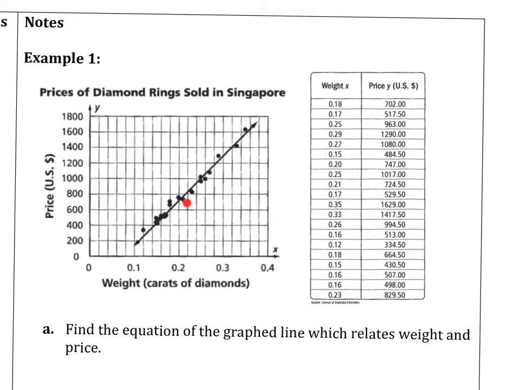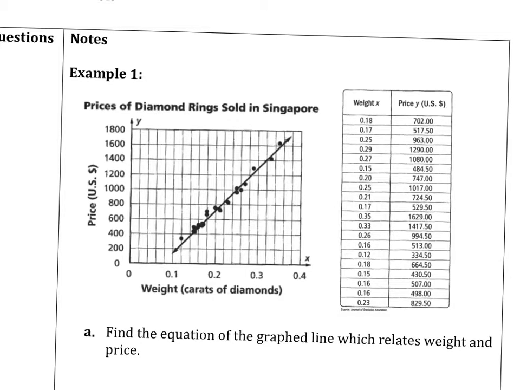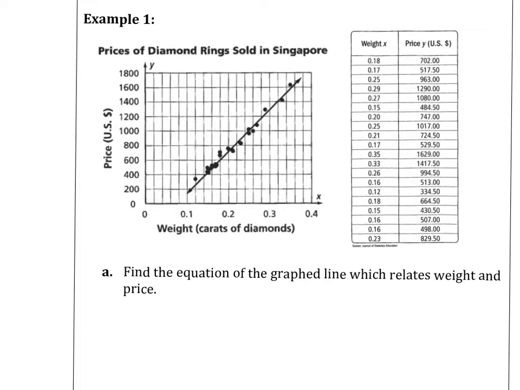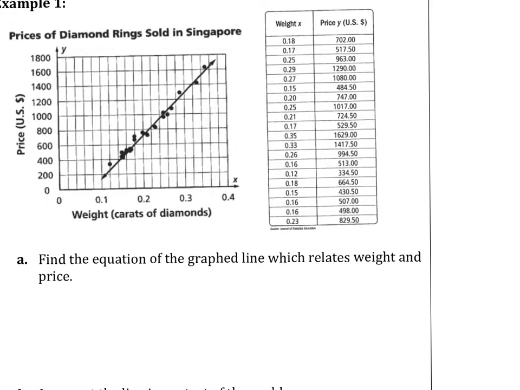So notice it's kind of scattered, but it certainly goes up. Now, if we were to think about what this is, it's not an exact fit, and it's not impressionistic. Why is it not impressionistic? Because we would expect that the heavier the diamond is, the higher the price. So this here would be that second one, almost an exact model. So find an equation of the graph which relates the weight and the price.